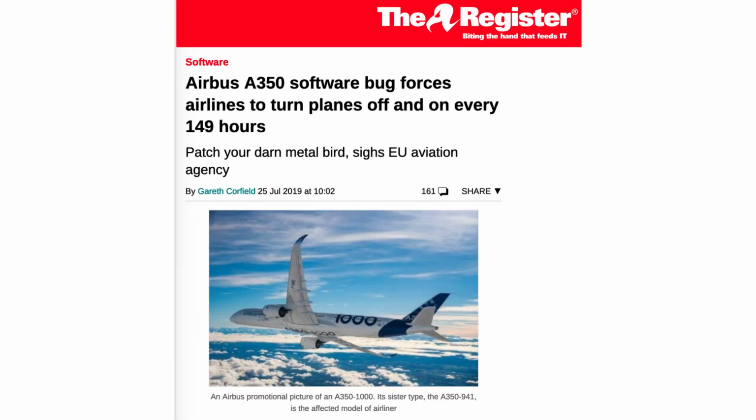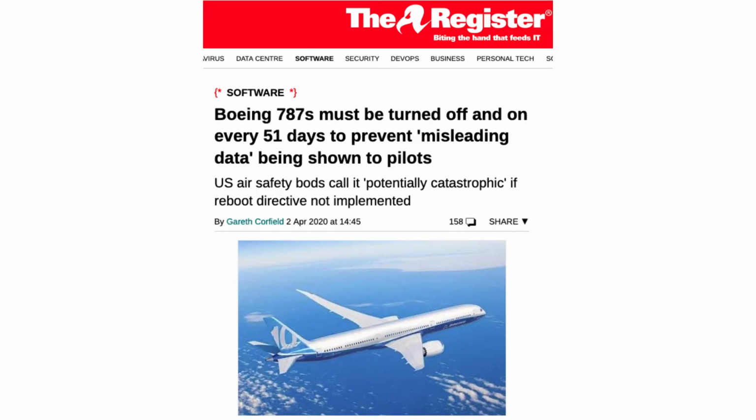So now let's talk a bit about planes. Airbus had a memory leak and they had to be restarted every 149 hours, which sounds crazy, right? Sounds really weird and very dangerous. But it happened to other companies as well. The Boeing 787 must be turned off every 51 days. And actually they had a register leak and it had to be restarted every 51 days.